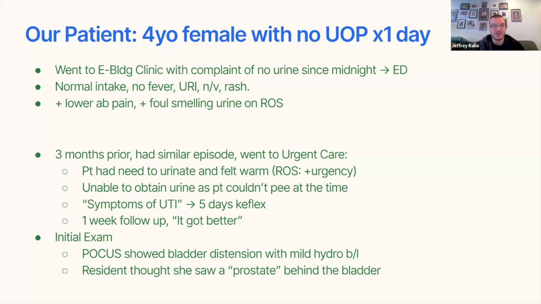So on her initial exam with the resident, there was some bladder distension, there was mild hydro seen bilaterally. And then after talking about it, the resident thought that she saw what looked like a prostate behind the bladder, which was a little interesting.